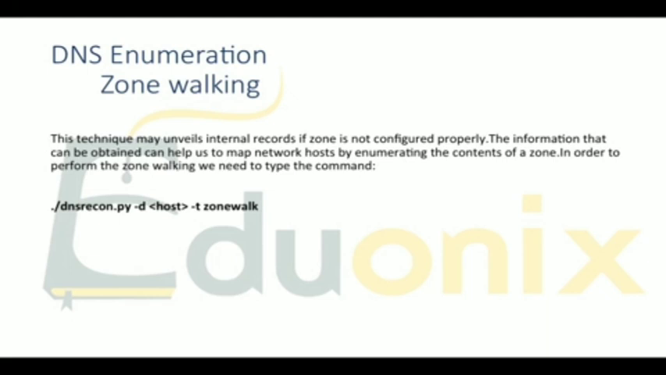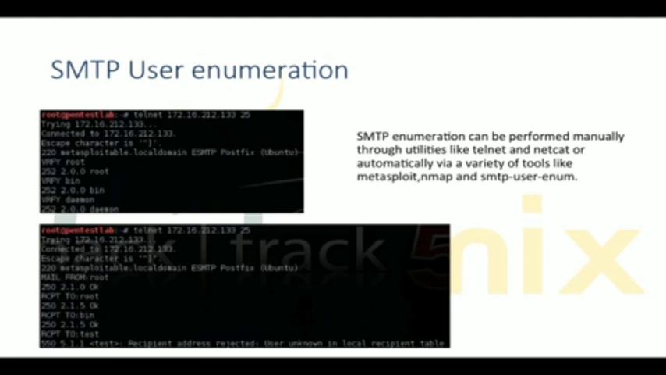Now, here you have SMTP user enumeration. It can be performed manually through utilities like Telnet or Netcat, automatically, or it can be done via a variety of tools like Metasploit, Nmap, and smtp-user-enum. So right here at the very top you can see that it's trying to telnet to port 25, which is the port that's used by SMTP.